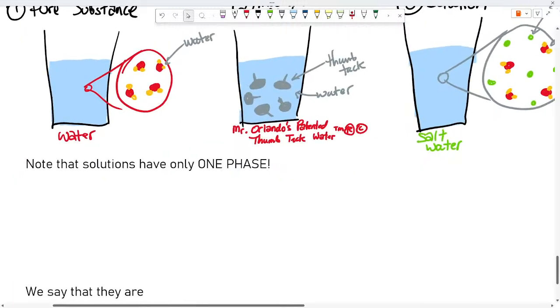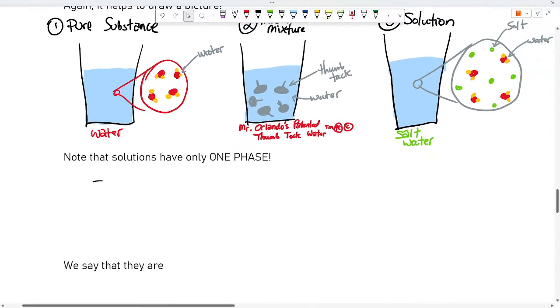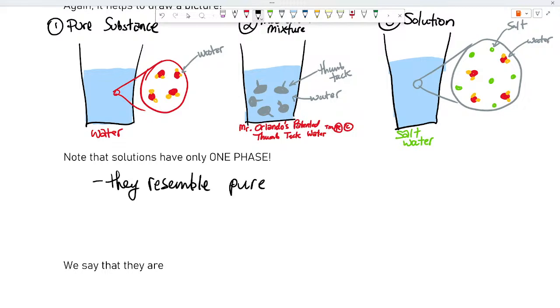Okay, and again, solutions have only one phase, which means they resemble pure substances. Right? Because they look consistently the same.